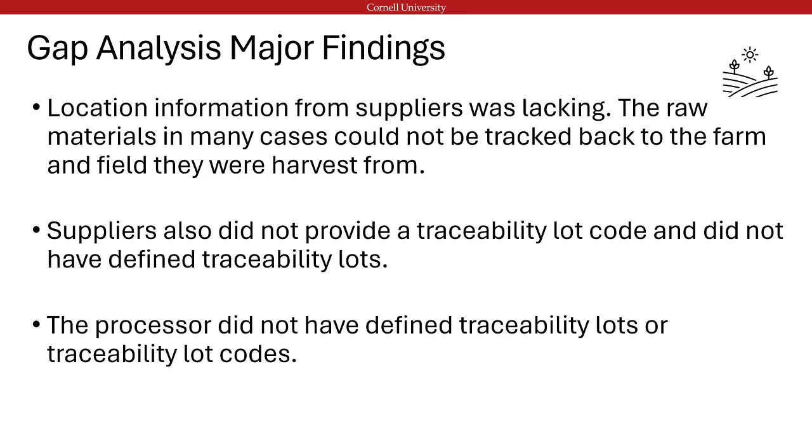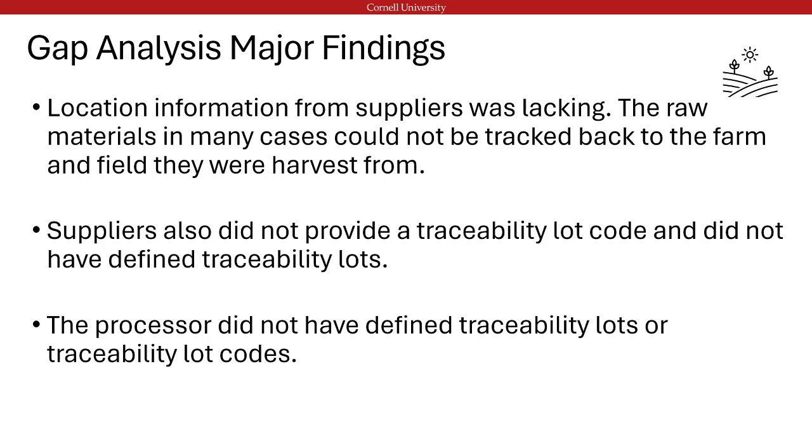So the major findings from our gap analysis working with this produce processor was that a lot of the location information from suppliers was lacking. So we are currently in this grace period, so FSMA 204 traceability rule is not being enforced, but it will be enforced soon. So it's very important to open this dialogue with suppliers, brokers, whoever you're sourcing your raw ingredients from. If they don't currently have a traceability scheme, you'll basically need to work with them and say, hey, you need to get in compliance with this. I have receiving key data elements that I am responsible for, and if you can't provide those to me, then we likely can't use you as a supplier going forward.